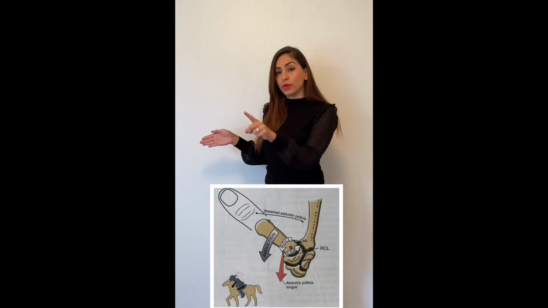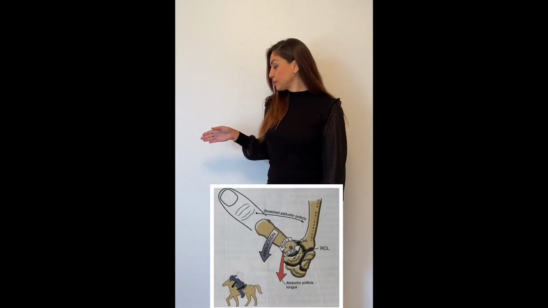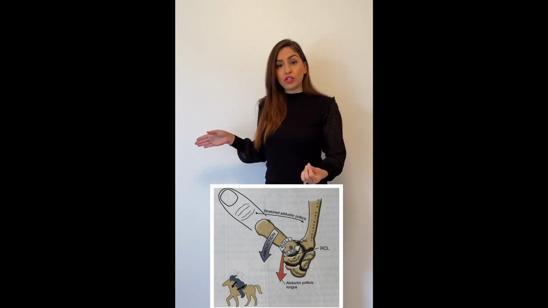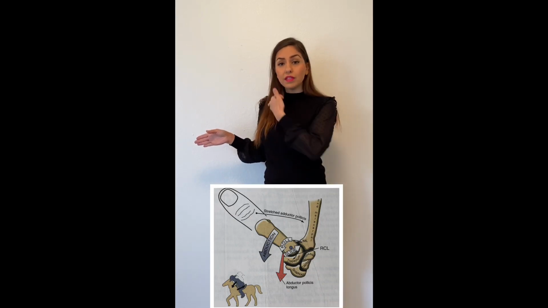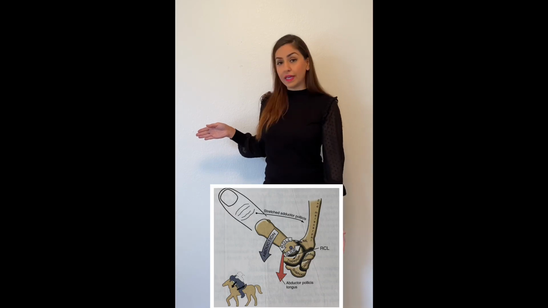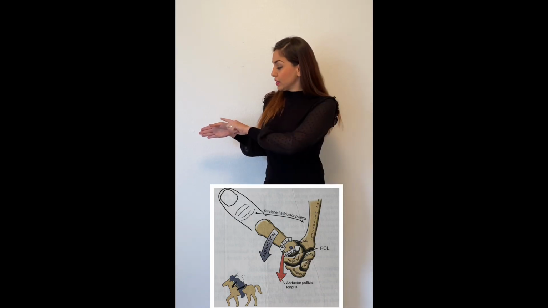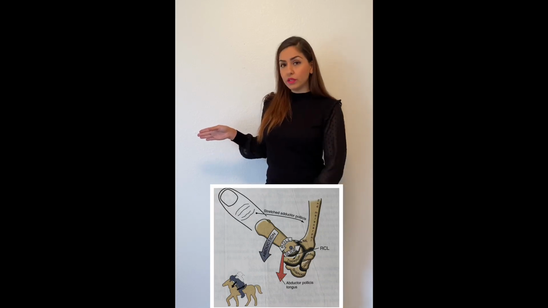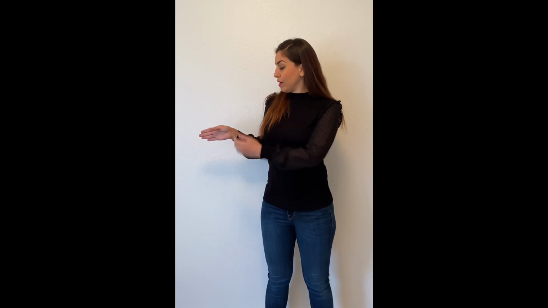Now, when we're talking about abduction, my thumb going towards the camera, in that case, the anatomy changes, and we have a convex structure moving over a concave. So we would have opposite roll and slide. In this case, we would have a palmar or ventral or anterior roll, and we would have a posterior glide.